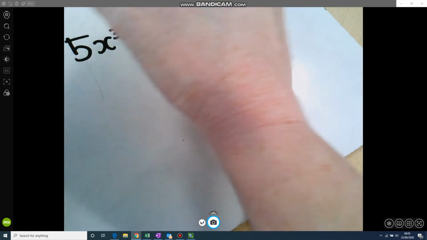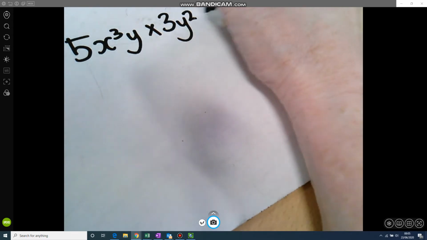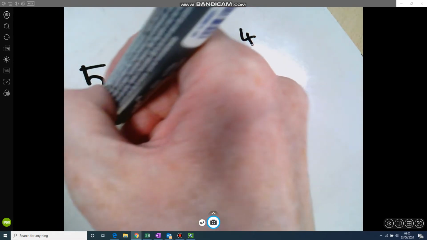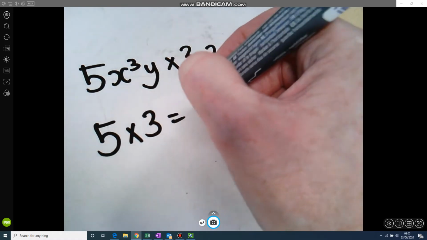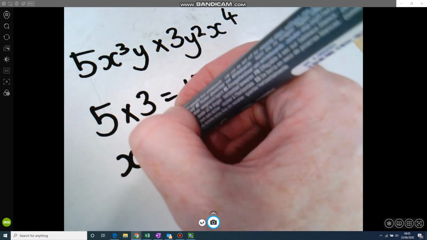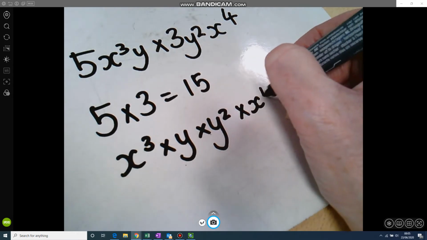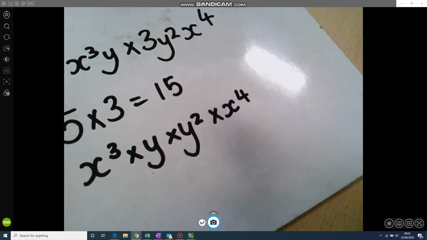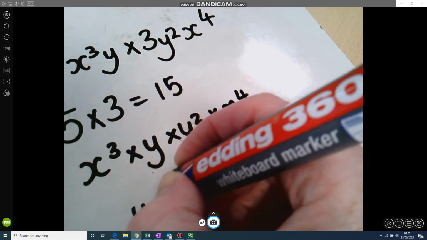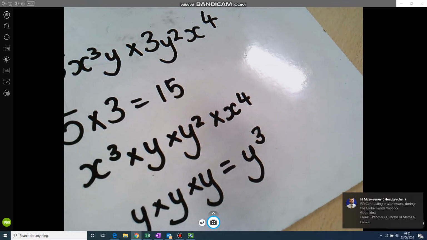5x cubed y times 3y squared x to the power 4. Bit of a hard one. So 5 times 3 we know equals 15. Then we've got x cubed times y squared times x to the power 4. Okay, well, we know that y times y squared is going to be y times y times y. So that actually equals y cubed.